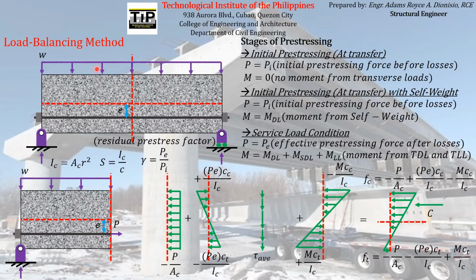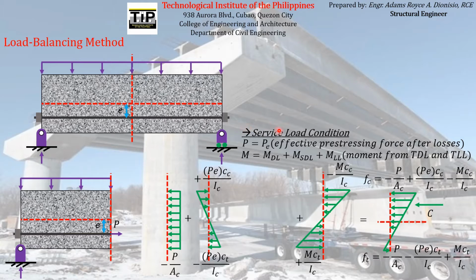Although in the case of the load balancing method, it is usually used when analyzing a concrete element which is already in its service load condition, meaning the pre-stressing force acting on the pre-stressing reinforcements is already the effective pre-stress force after losses. This is actually the reduced value of the initial pre-stressing force, which diminishes because of what we call pre-stress losses. Again, those causes of pre-stress losses will be discussed in a later chapter.